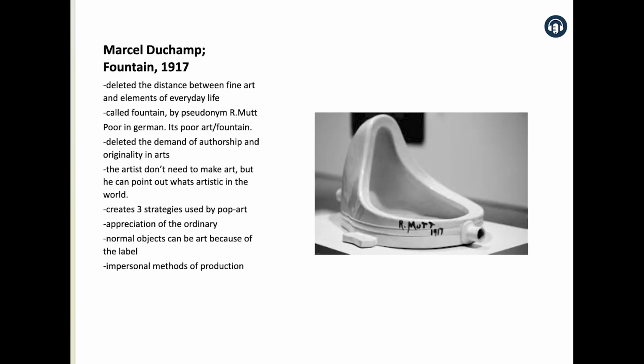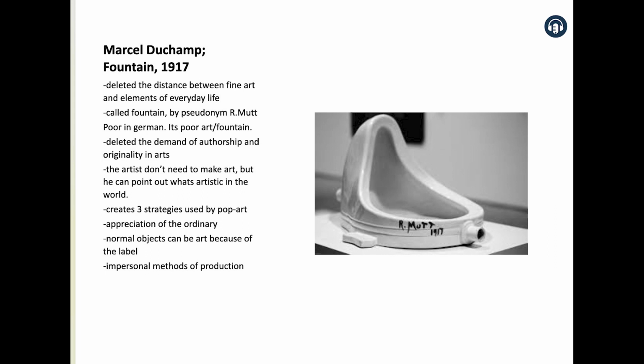And so we start at the beginning, with Marcel Duchamp, Fountain from 1917. Here we have an artwork which deletes the distance between the fine arts and the elements of everyday life, taking a ready-made, and what a ready-made, a pissoir, and putting it into the museum's view of what is art, and saying this is an artwork because I have put a signature on it. The signature is the pseudonym R. Mutt, which sounds like the German word Armut, which means poverty.